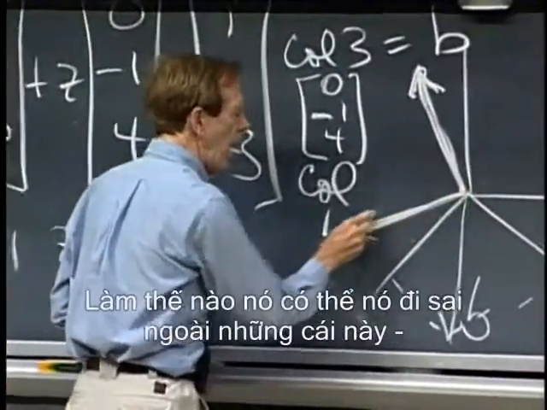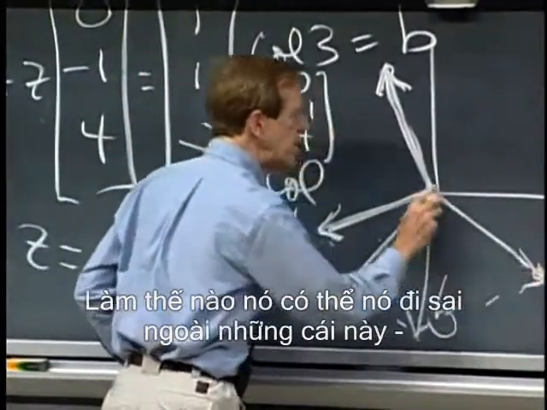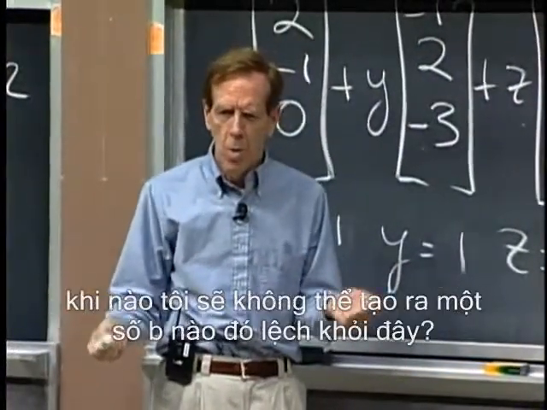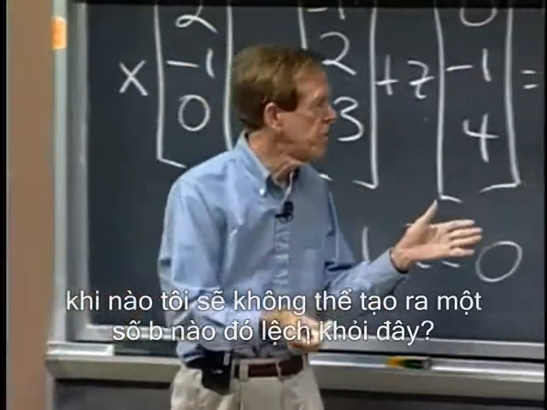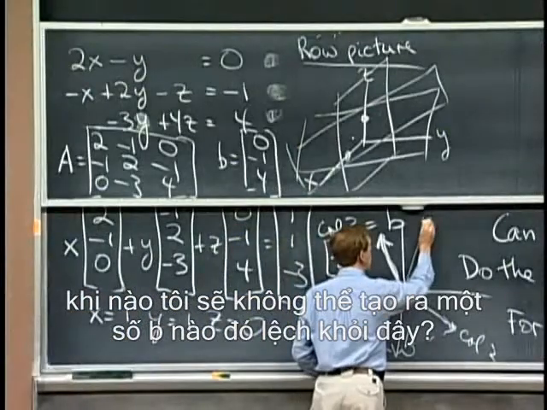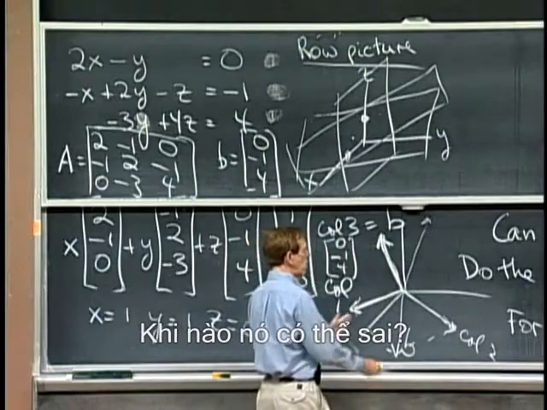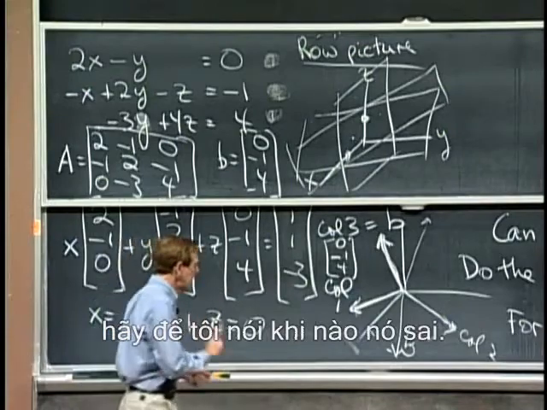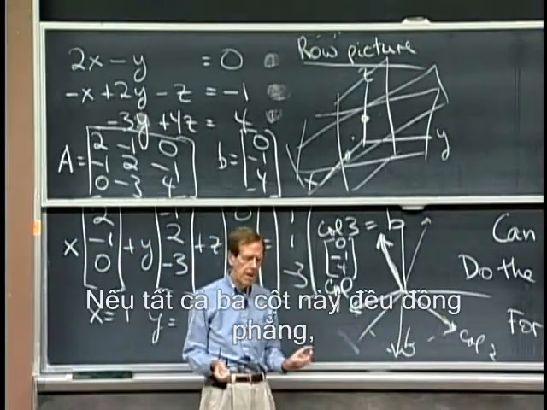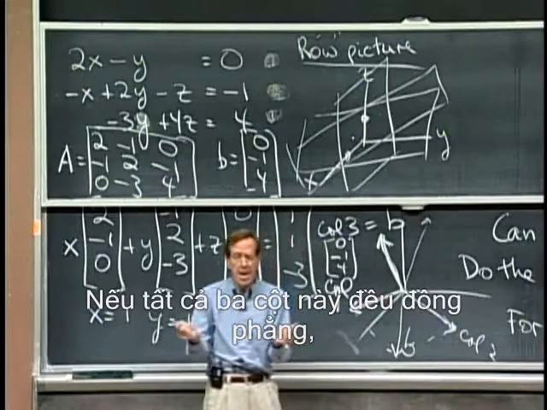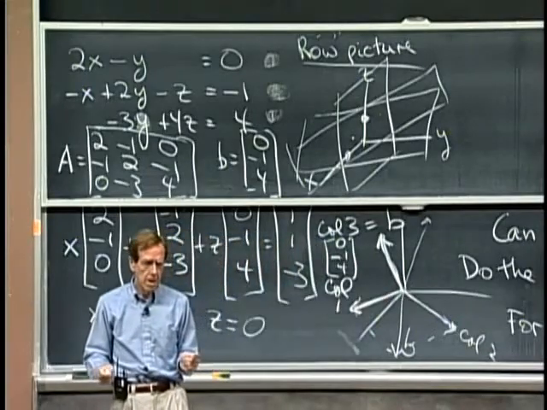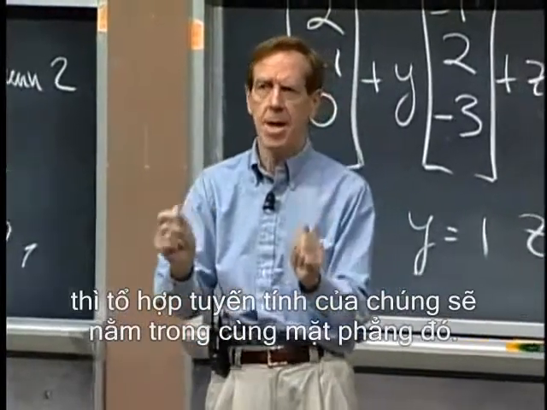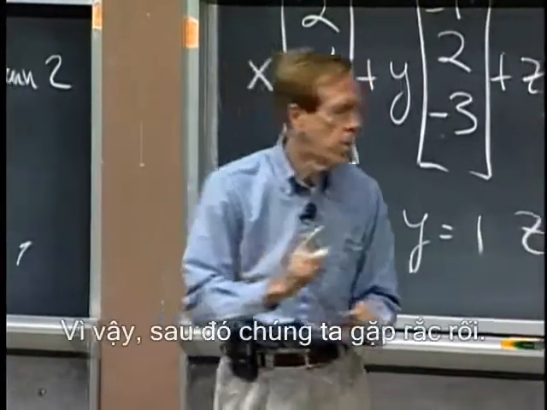What could go wrong? How could it go wrong that out of three columns and all their combinations, when would I not be able to produce some B off here? When could it go wrong? Do you see that the combinations, let me say when it goes wrong. If these three columns all lie in the same plane, then their combinations will lie in that same plane. So then we're in trouble.